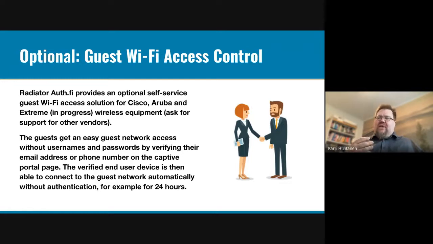Why there is this support only for certain vendors is that this guest Wi-Fi access control utilizes those vendor devices' support for captive portals and MAC address authentication. And when we are adding device vendors there, we need to always test and see that the integration with our service works. The idea there is that the guest gets an easy guest network access without having to have any kind of username password, any kind of vouchers, labels, or paper slips where they would have something like username password there. And most importantly, nobody from the organization that is providing the guest network access needs to do anything for the guest to get that access.